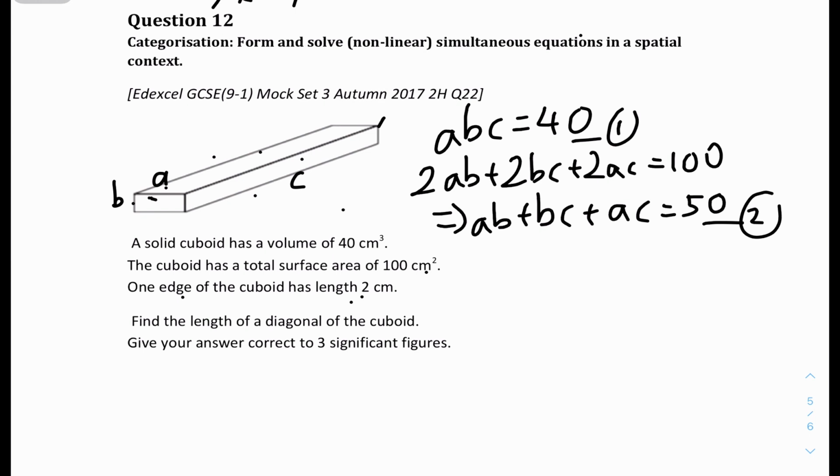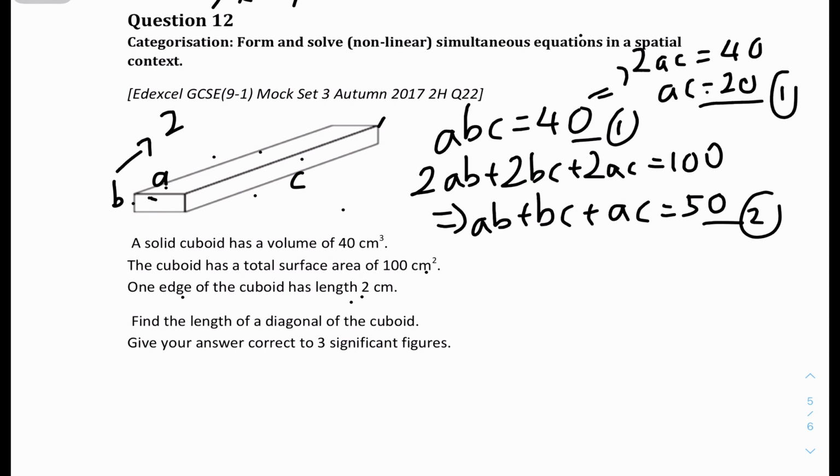So let's set B as 2, because B is basically the smallest. So therefore the first one would be 2AC equals 40, because B is already 2. And therefore AC equals 20, that's number 1, 2.